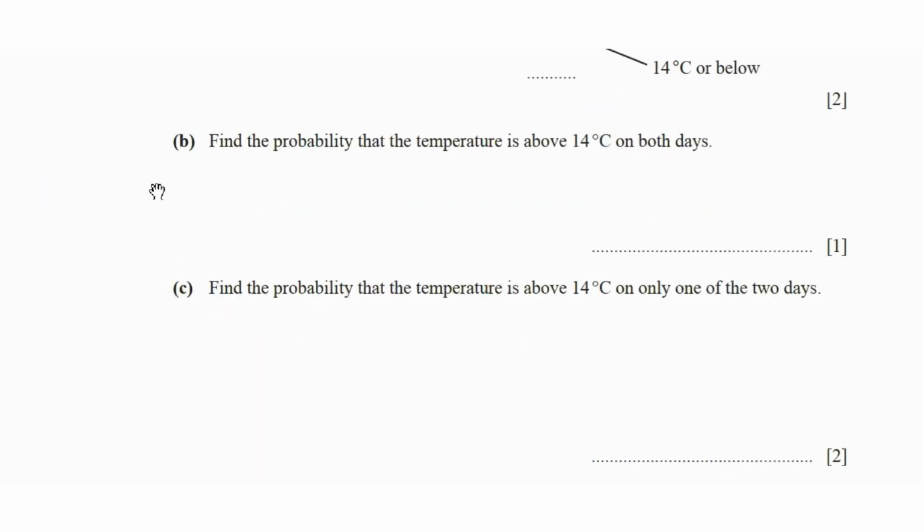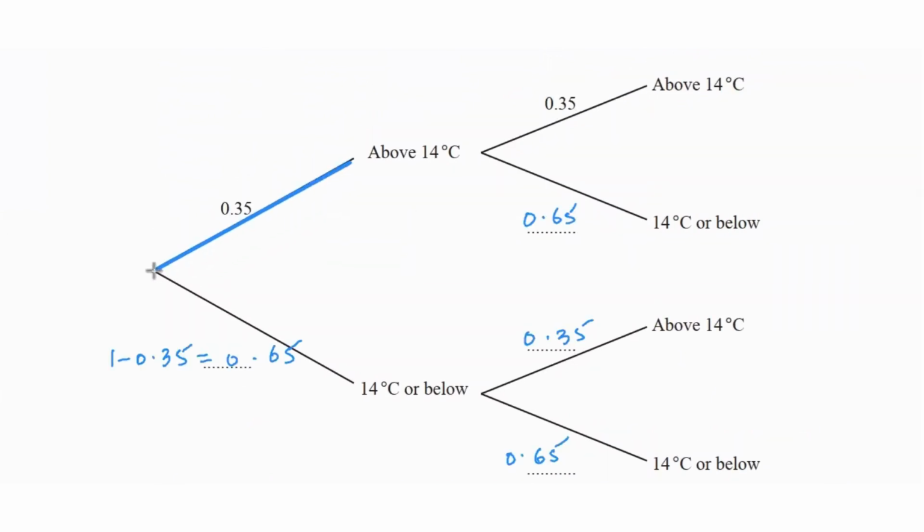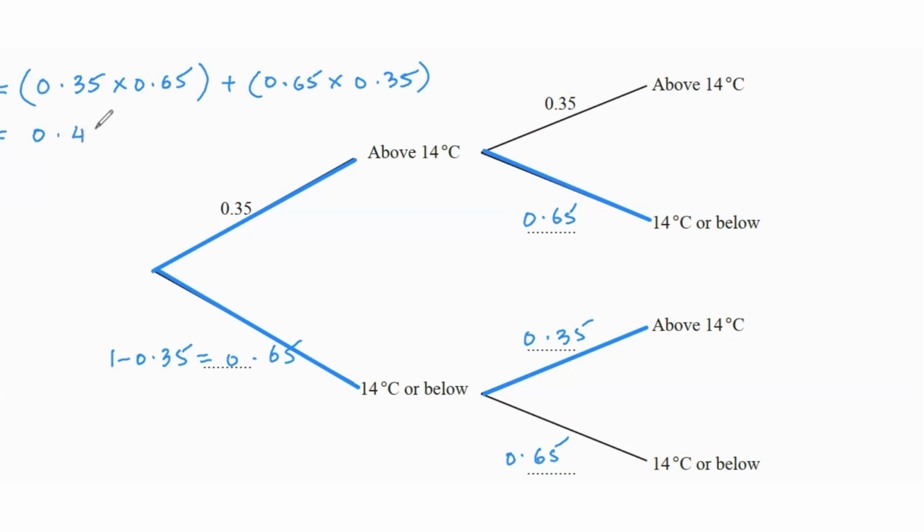Then it says find the probability that the temperature is above 14 degrees Celsius on only one of the 2 days. So for one of the 2 days, that's going to be this and this, and this. So that's 0.35 times 0.65 plus 0.65 times 0.35 again. So that is going to give us 0.455. That's your answer.